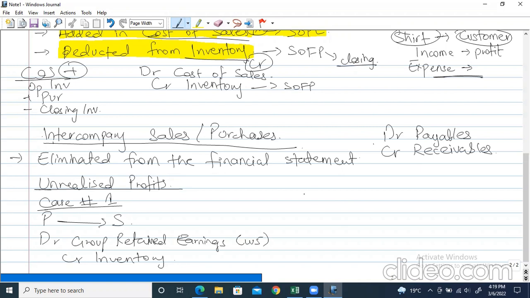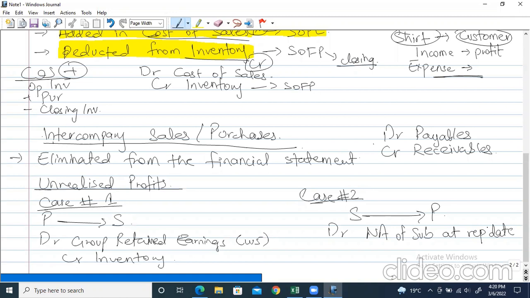Right? But case number 2 over here is that, let's say, the subsidiary was the seller and it is selling to the parent. So in this case, what we do is debit working 2, which is net assets. Let me write the full form: net assets of subsidiary. But this will be at reporting date.